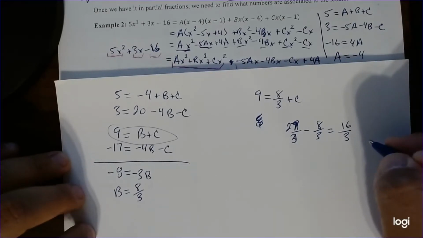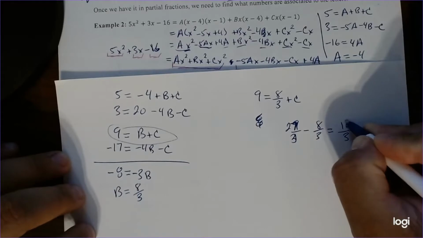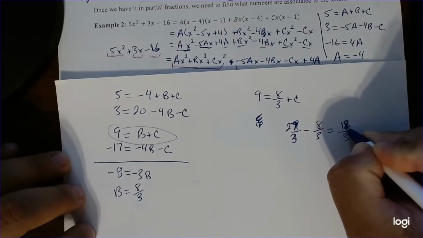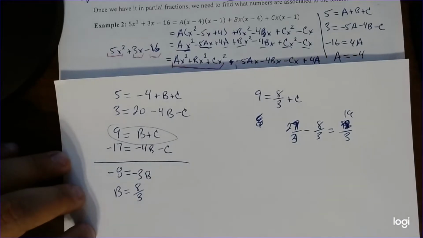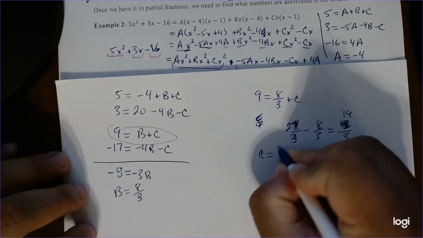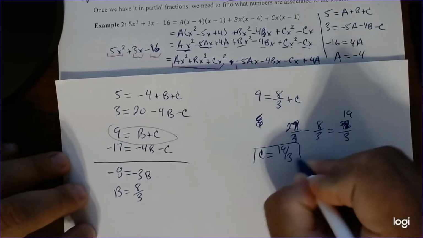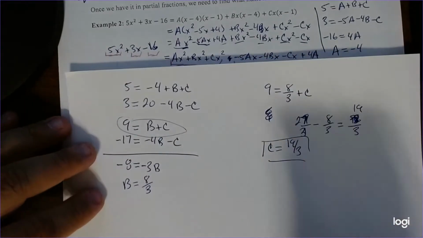Oh no, that's not it. 18. Oh, I don't know. 19. There we go. Sorry, 19/3. So c is equal to 19/3. Okay. So therefore, we know all three.